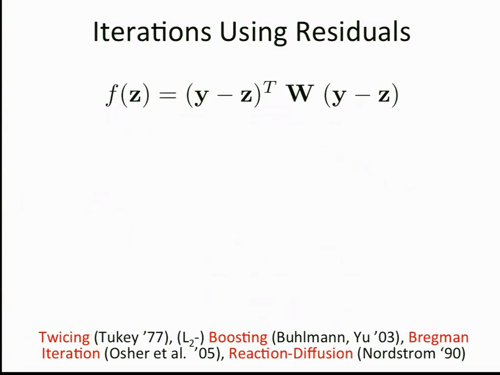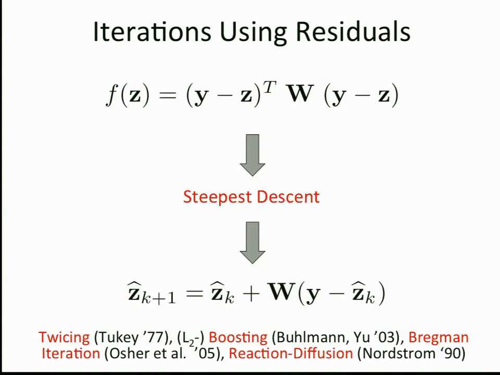And this iteration, it turns out, is simply doing steepest descent on this cost function. The previous one was just a quadratic on z. Here, it's a quadratic on y minus z. If you do steepest descent on this, you get precisely the expression that I talked about.